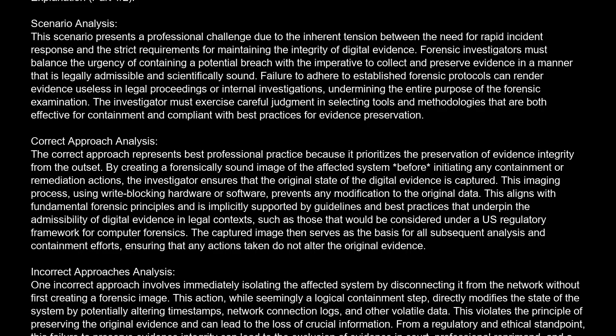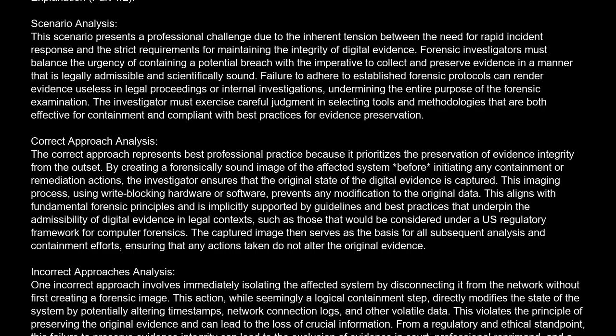This aligns with fundamental forensic principles and is implicitly supported by guidelines and best practices that underpin the admissibility of digital evidence in legal contexts, such as those that would be considered under a U.S. regulatory framework for computer forensics. The captured image, then, serves as the basis for all subsequent analysis and containment efforts, ensuring that any actions taken do not alter the original evidence.